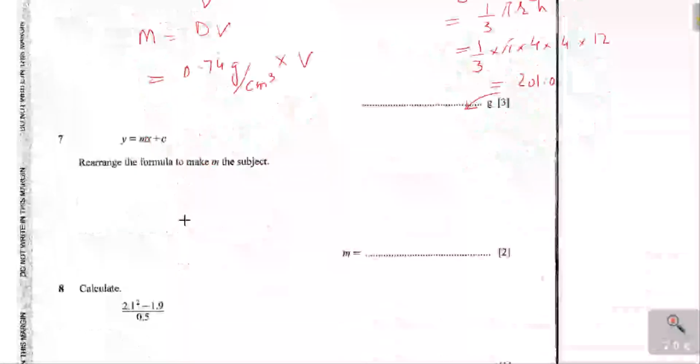Next, question number 7. y equals mx plus c. Rearrange the formula to make m the subject. We can write this y equals mx plus c.